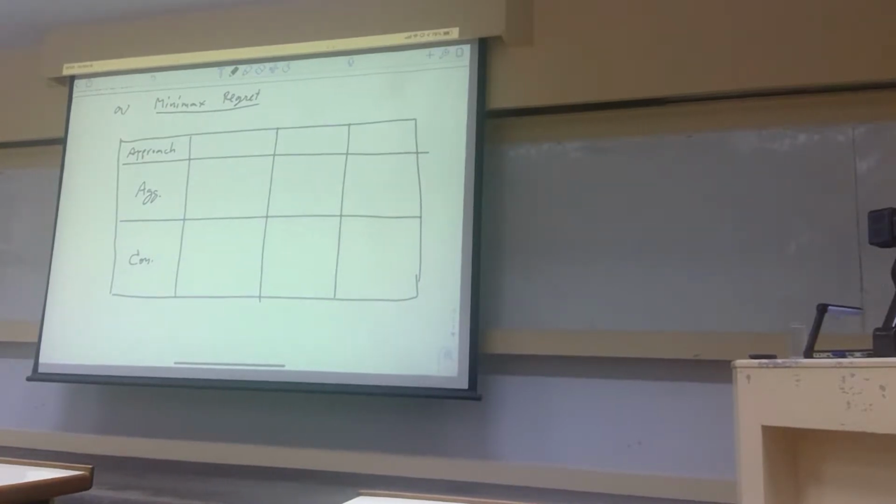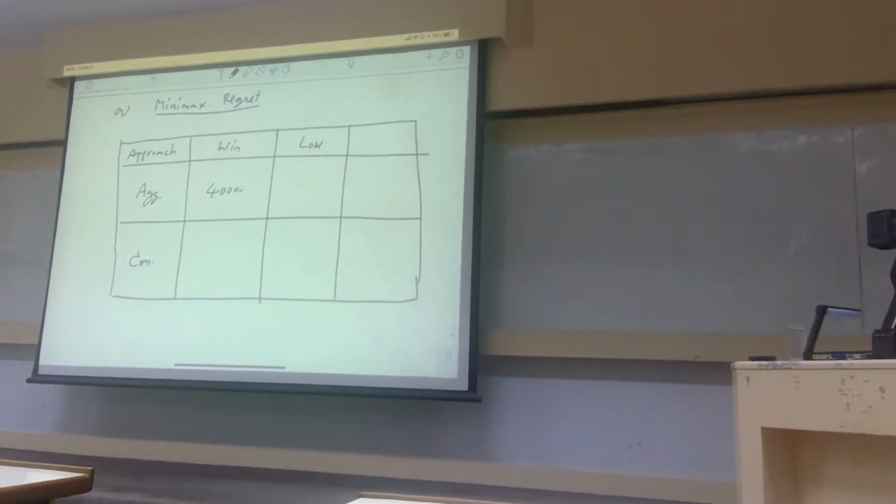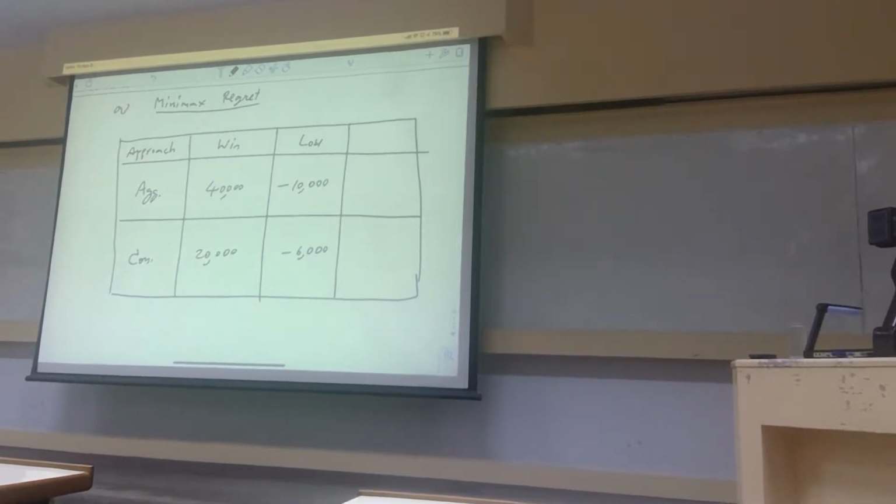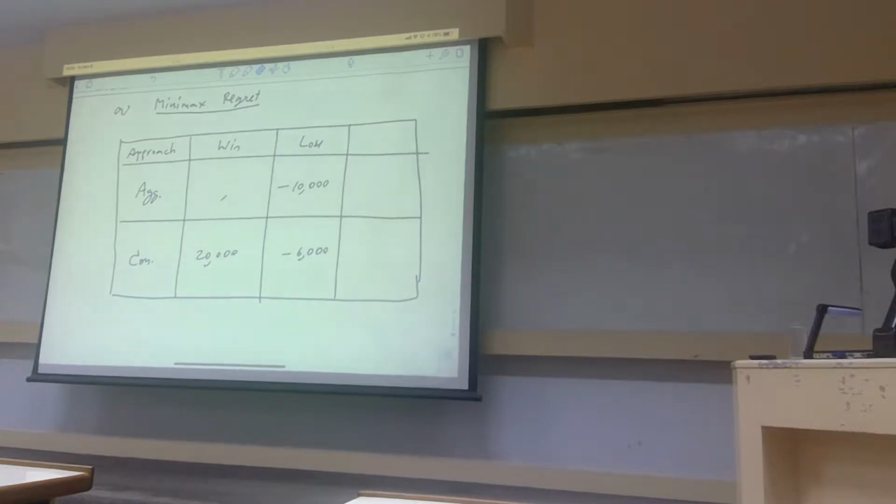So we have two possible outcomes, win and lose the case. In this case, we have 40,000 and minus 10,000 for aggressive, 20,000 and minus 6,000 for conservative. Sorry, I'm going to leave some space to calculate.